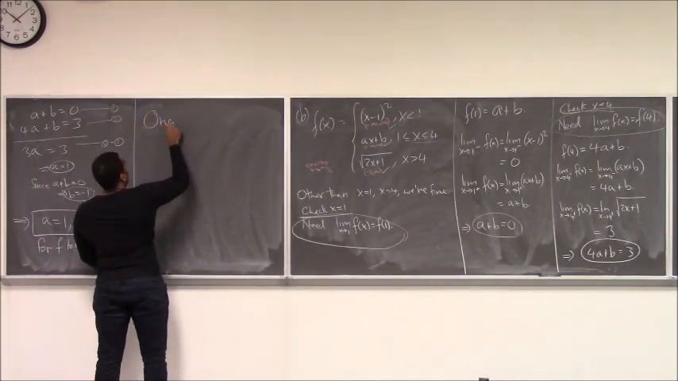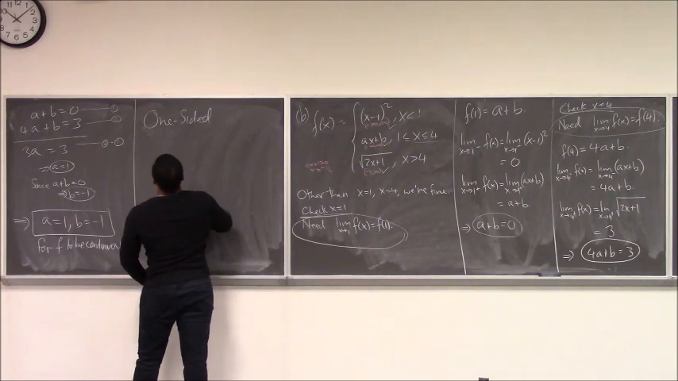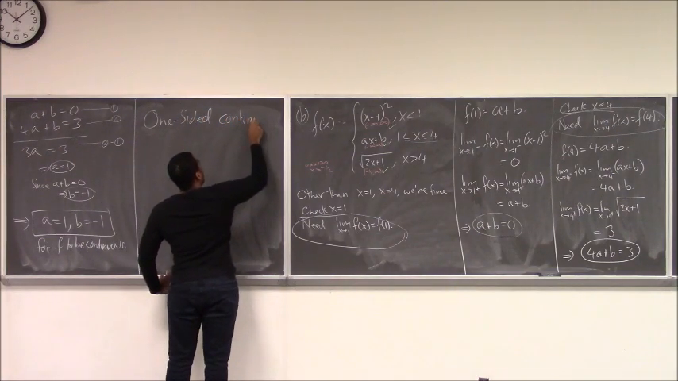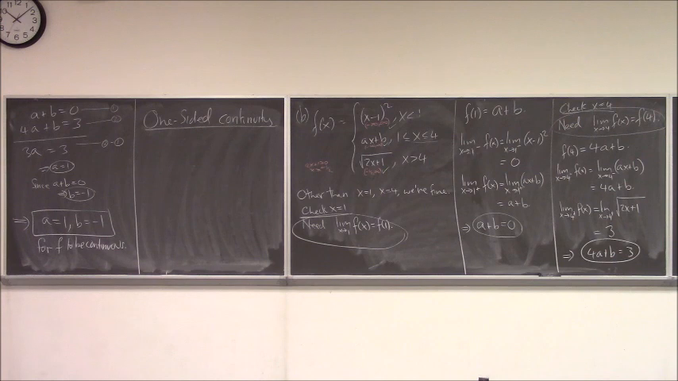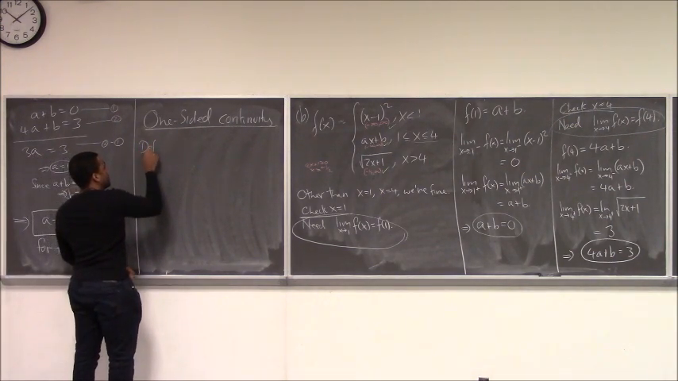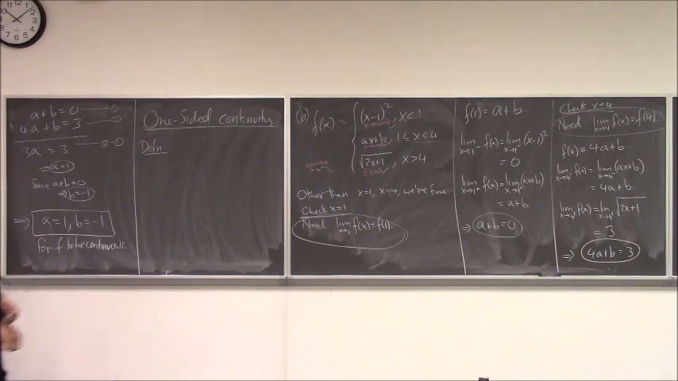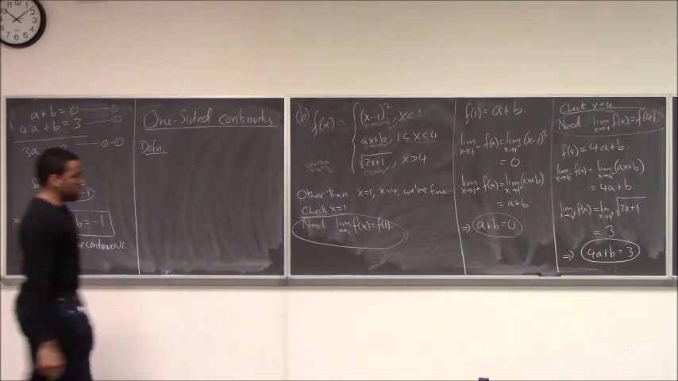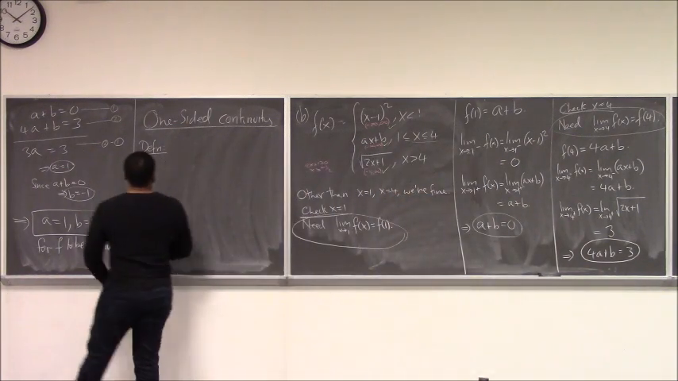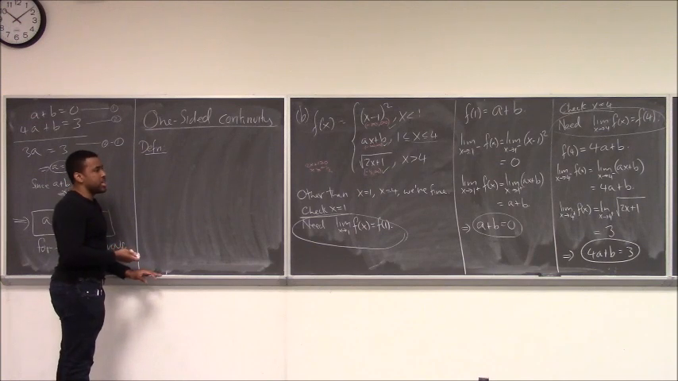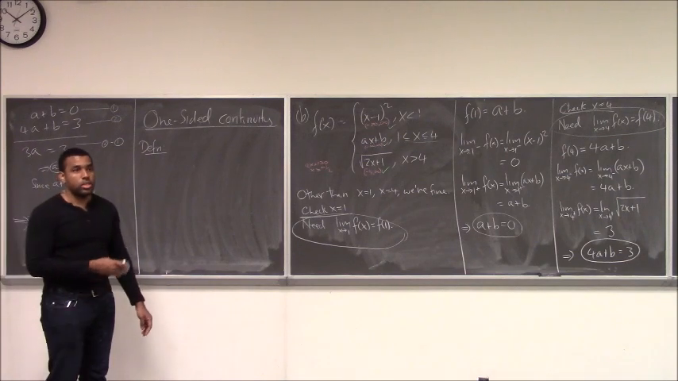Let's talk about something called one-sided continuity. More notes, it's not much of an example here. But basically, there are times when in context, we don't want to use the entire limit to describe continuity at a point. Sometimes it only makes sense to check it from one side because it's kind of trivial, or silly, to use it from the other direction. So we can define one-sided continuity, and this is just continuity using the one-sided limits.